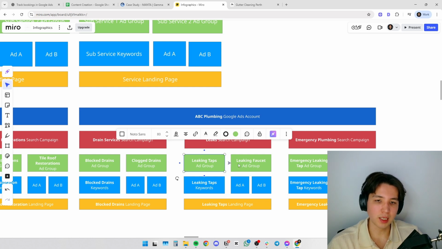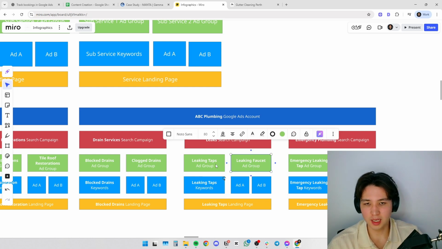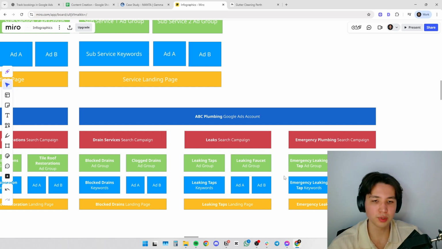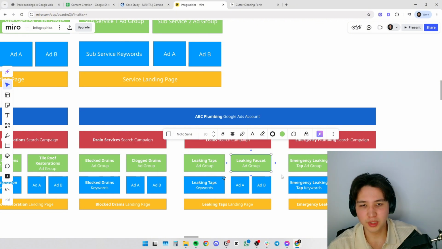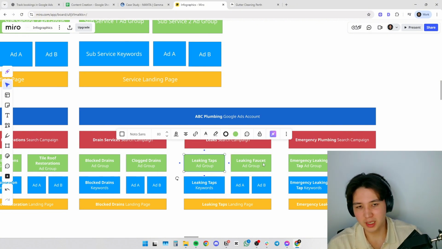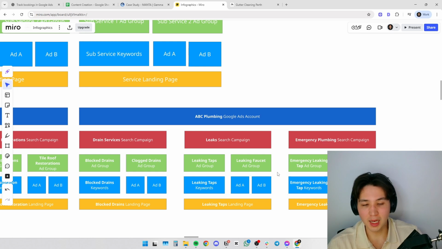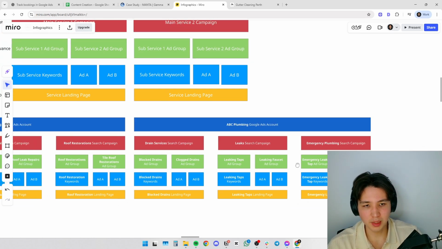And I've done the same thing for leaking taps with a leaking faucet. They're basically the same thing, but the actual wording is different. And therefore, the intent is slightly different in Google's eyes. Maybe not to a human, but more so in Google's eyes. But of course, if somebody's searching leaking faucet, they might call taps faucets, because I personally call them taps. I never call them faucets. So there can be some discrepancies right there. So that's something to consider as well.